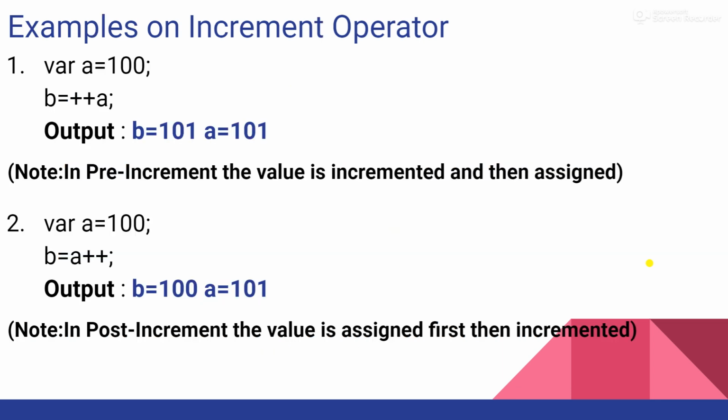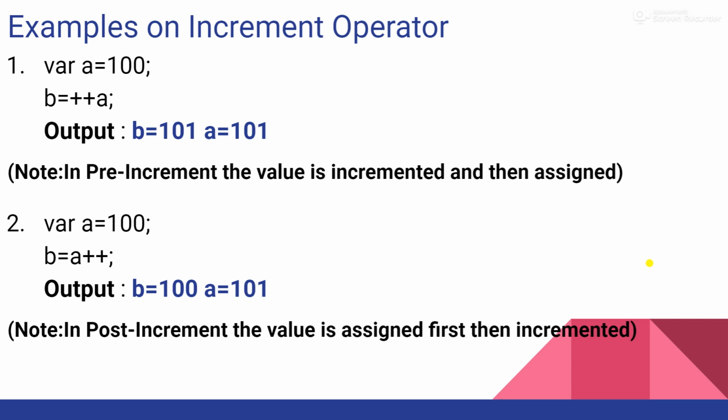So here is an example on the increment operator. Now observe the first example. What we have taken? Variable a equal to 100. Now there is a variable a equal to 100 and on the below line there is again a variable b and it is assigned with what value? Plus plus a. So what is the value of a? It is 100.